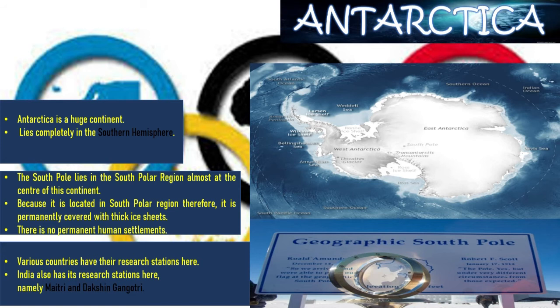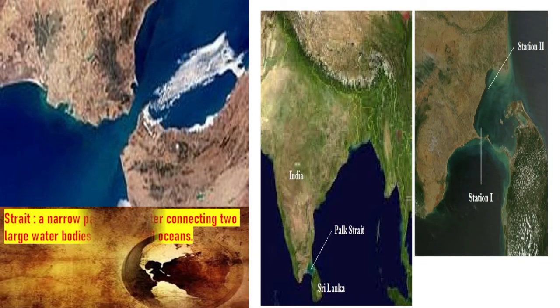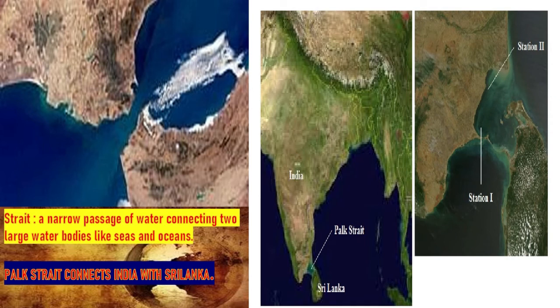Now, let us know about another interesting fact, that is strait. What is a strait? A strait is a narrow passage of water connecting two large water bodies like sea and ocean. Palk Strait connects India with Sri Lanka. As you can see in the picture in the right hand corner of the screen, the Palk Strait is connecting India and Sri Lanka. So what is a strait? It is a narrow passage of water connecting two large water bodies like seas and oceans.